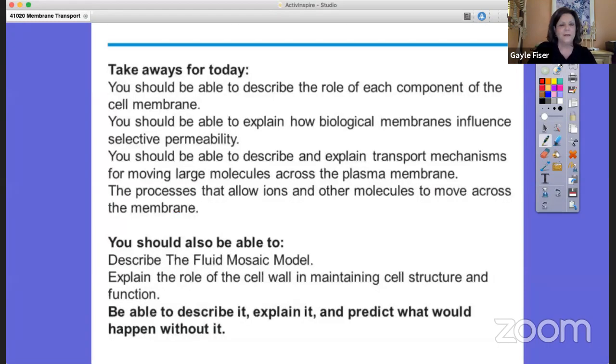All right, so debrief and summary. Takeaways for today. You should be able to describe the role of each component of the cell membrane. You should be able to explain how biological membranes influence selective permeability. You should be able to describe and explain transport mechanisms for moving large molecules across the plasma membrane and the processes that allow ions and other molecules to move across the membrane. You should also be able to describe the fluid mosaic model, explain the role of the cell wall in maintaining cell structure and function. And as always, you need to be able to describe it, explain it, and predict what would happen without it.